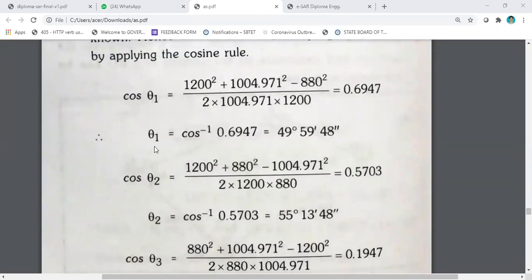Okay, so similarly when you apply the cosine rule for the other side, cos theta 2 is equal to 1200 square plus 880 square minus 1004.971 square, divided by 2 into 1200 into 880. Is there any doubt about this formula for anyone? The cosine rule you would already have covered in mathematics. Is there any confusion about the cosine rule?